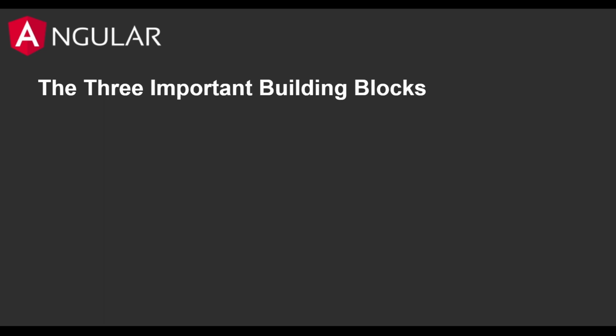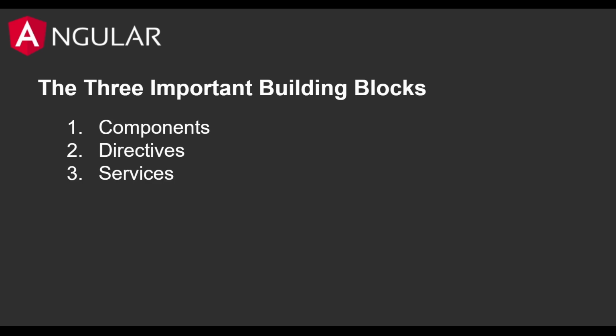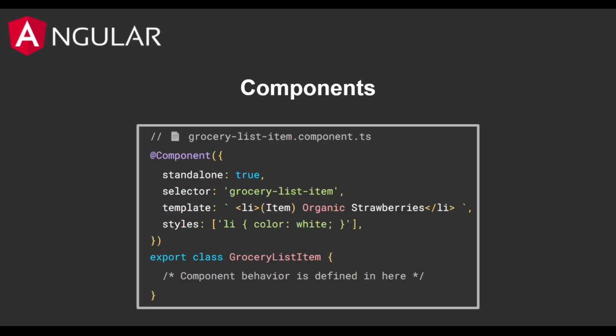The three important building blocks of Angular include components, directives, and services. Components are fundamental building blocks for creating applications in Angular. Component architecture provides structure for organizing your project into manageable, well-organized parts with clear responsibilities.